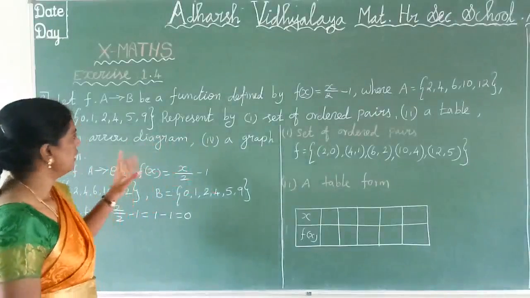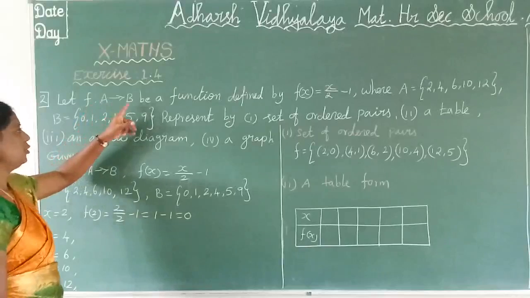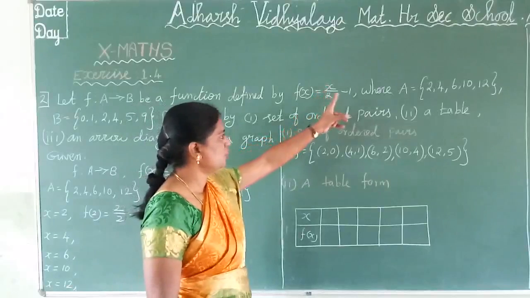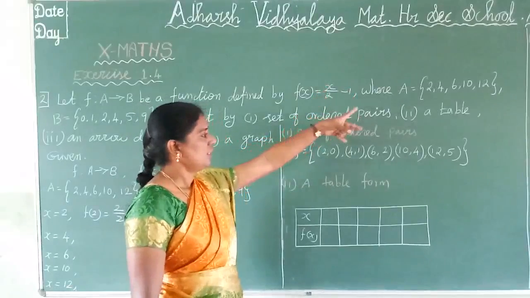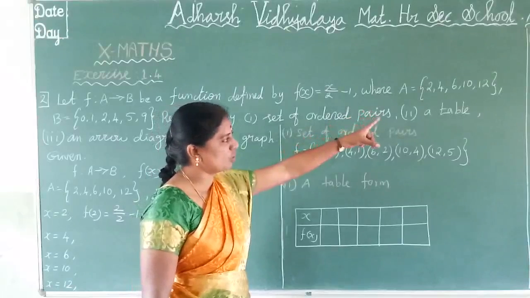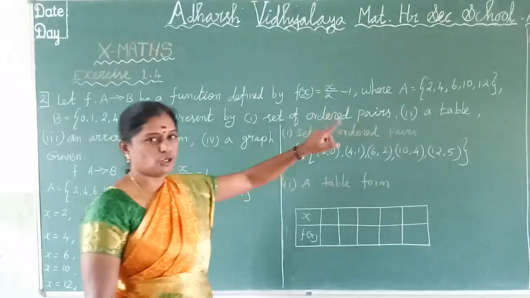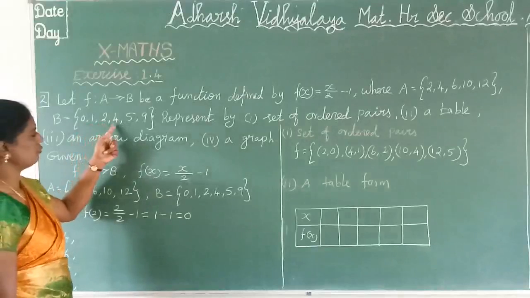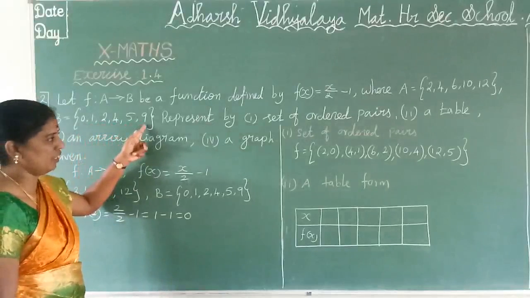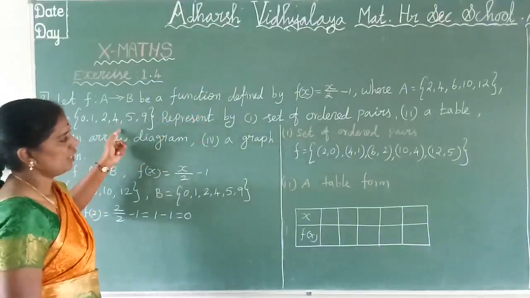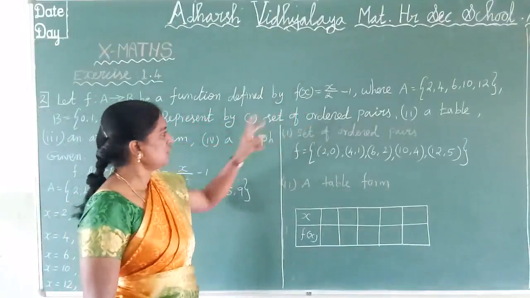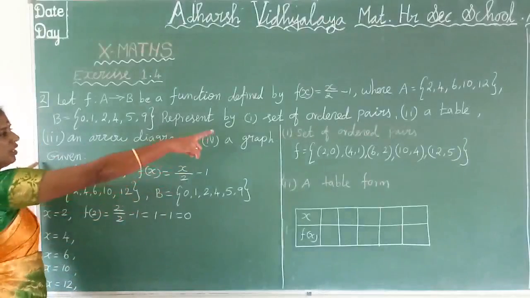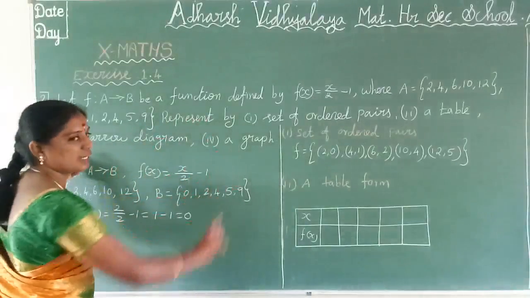Here what is given? f: A → B is a function defined by f(x) = x/2 - 1. Here A is the set {2, 4, 6, 10, 12}, that is the domain. Next B is the set {0, 1, 2, 4, 5, 9}, that is the codomain. Using these two sets and applying this function, we find the set of ordered pairs, and after that you draw a table form, an arrow diagram and a graph.